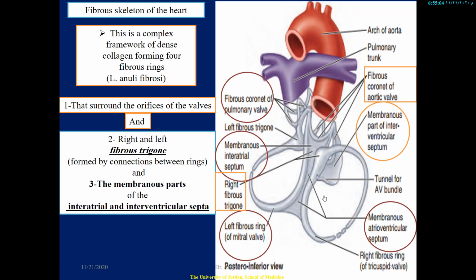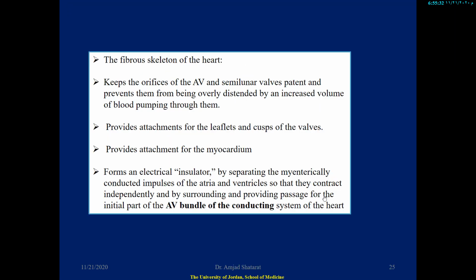Finally, let's talk about the fibrous skeleton of the heart. This is a complex framework of dense collagen forming four fibrous rings that surround the orifices of the valves, the right and left fibrous trigones, and the membranous parts of the interatrial and interventricular septa.